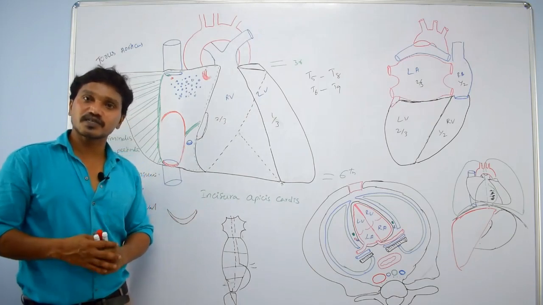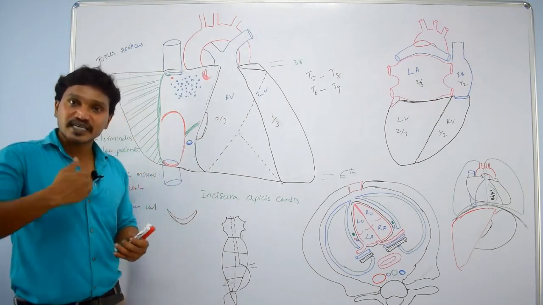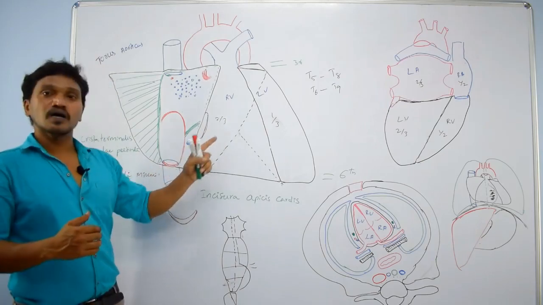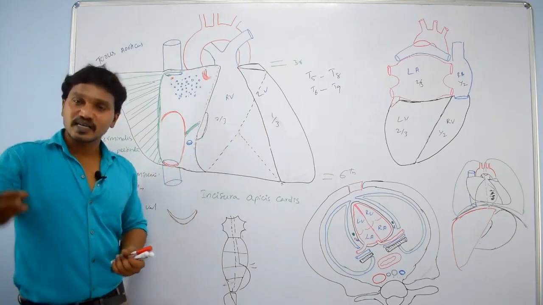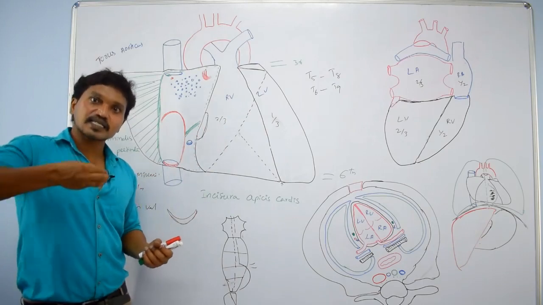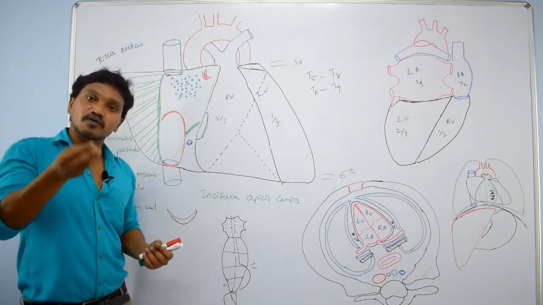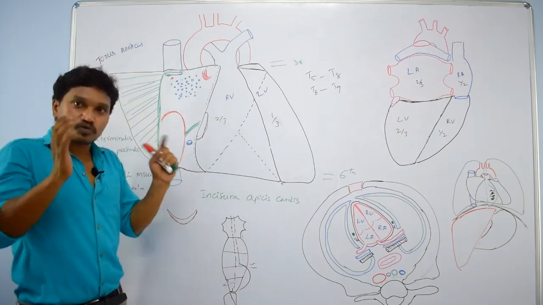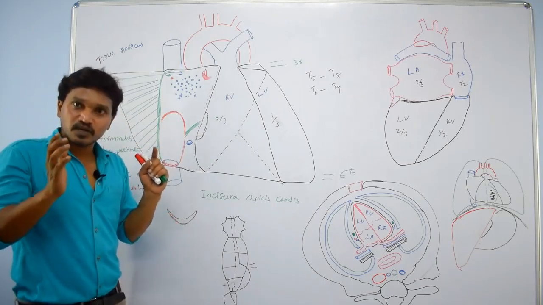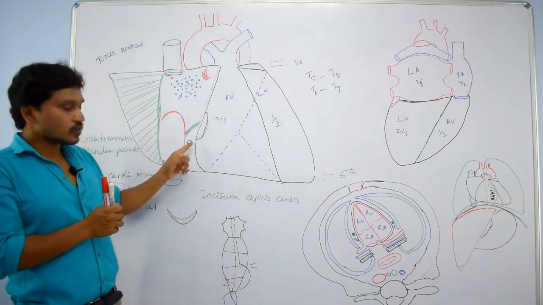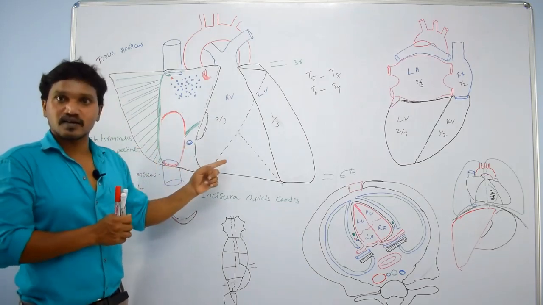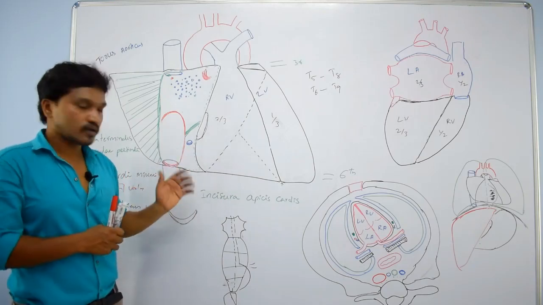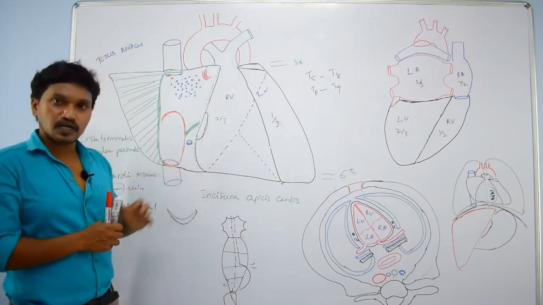What is the function of it? It prevents the regurgitation of blood from the right atrium into the coronary sinus again. Actually, the coronary sinus carries venous blood from the heart into the right atrium. But the right atrium contains too much blood, is it? So that blood should not enter into the coronary sinus again, back. So it prevents the backflow. Clear? That is about the coronary sinus.